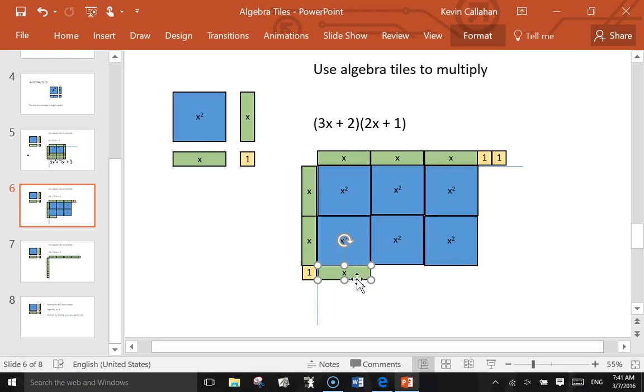Okay, so I need 1 there. Control C, Control V. I need 1 more there. Control C. I need 1 more here.